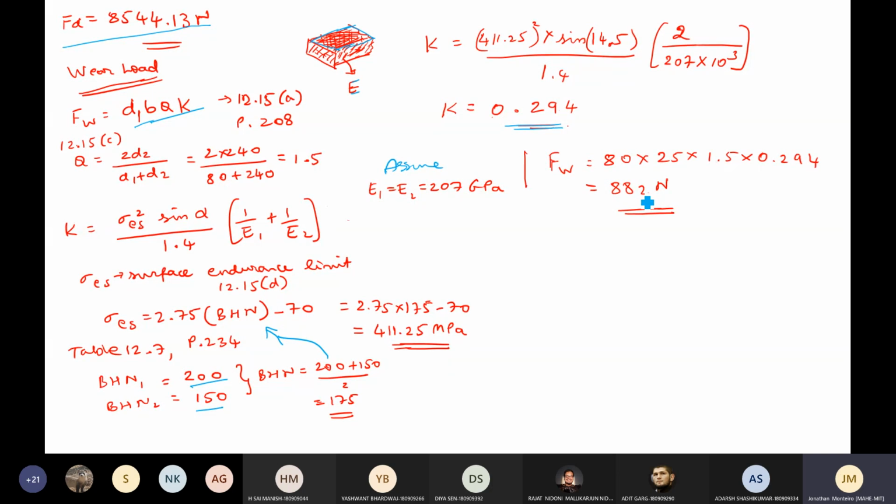One thing is very obvious. The dynamic load already acting on the gear is of the order of 8500, and the wear load is just 882, I can say 10% of it. So FW is definitely lesser than FD. From these two comparisons, what we can understand is the design is not safe from wear considerations.